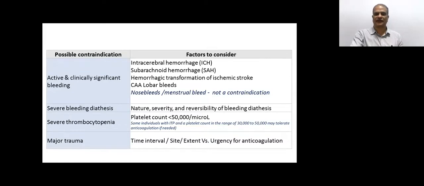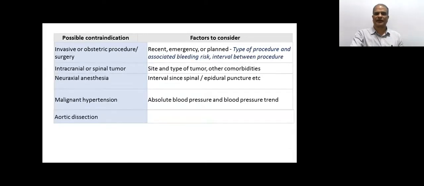of recurrent stroke. Also a patient who had an invasive or obstructive procedure, or a patient with an intracranial tumor or a spinal tumor, or a patient who has just undergone an epidural procedure, a patient with very high BP, where you have to wait for the BP to come down, or a patient with aortic dissection. These are also relative contraindications. You might wait for some time and then plan to start.